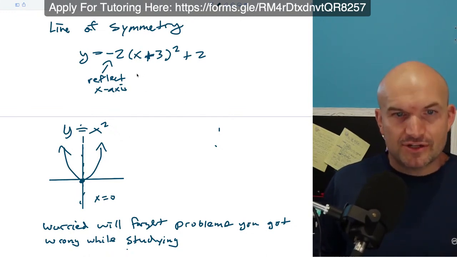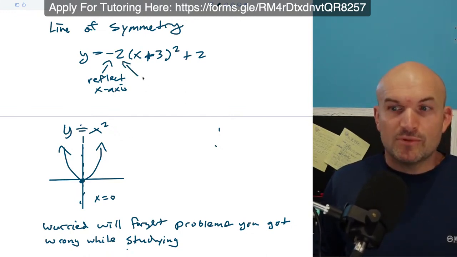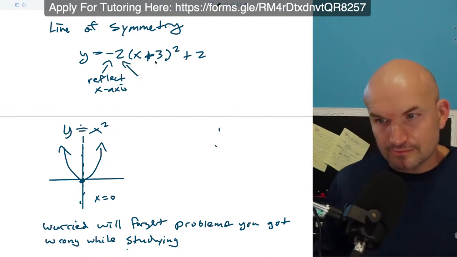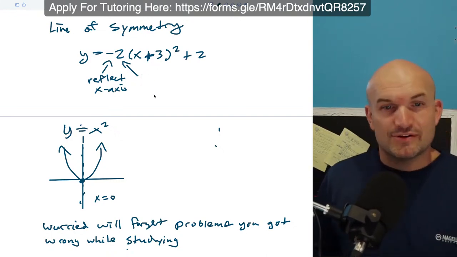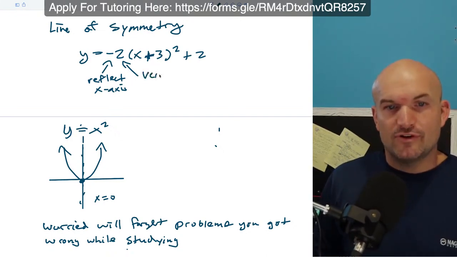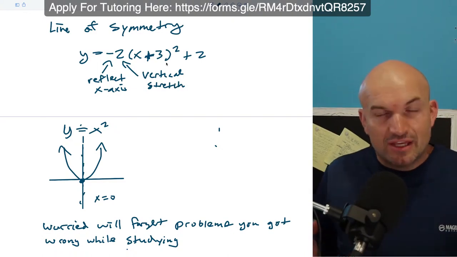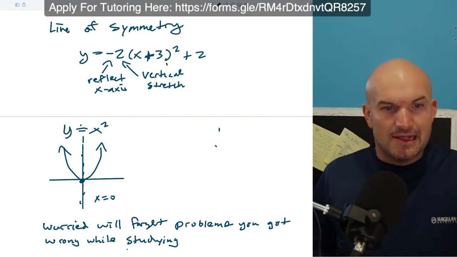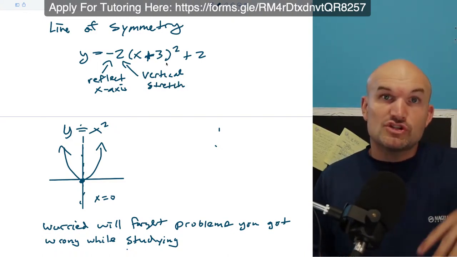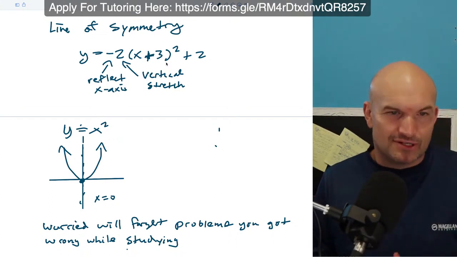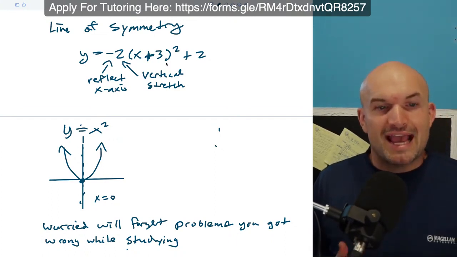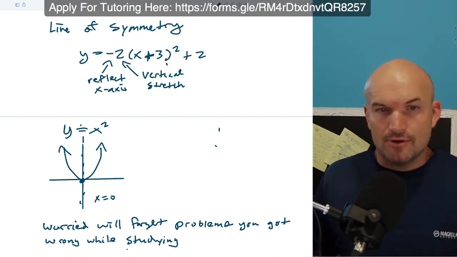Okay, so let's go to the next one. The next one is a 2. When you're multiplying by 2 on the outside, what is that doing? That is going to be a vertical stretch. So when you're multiplying by a number whose absolute value is larger than 1, forget the negative, that's going to be a vertical stretch. So again, look at this y equals x squared. If you stretch that graph or even compress the graph, doesn't really matter, does that change the axis of symmetry? And the answer is no.